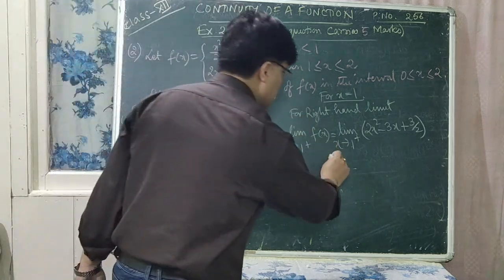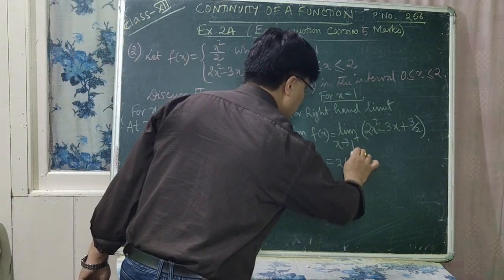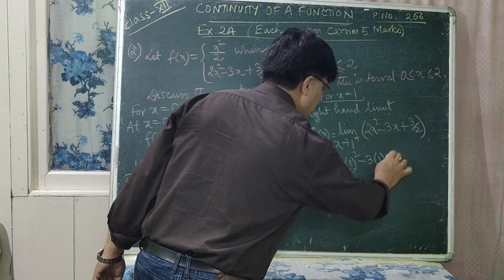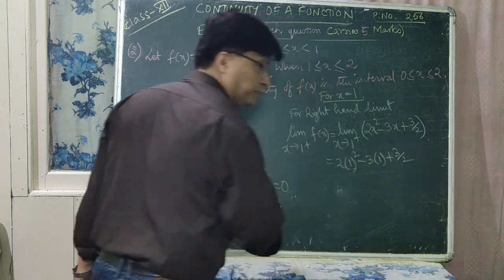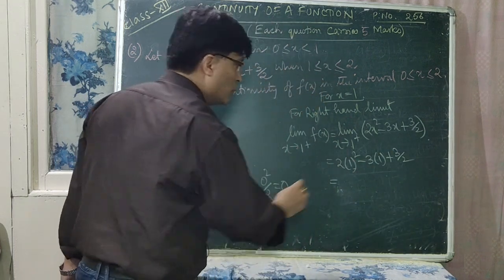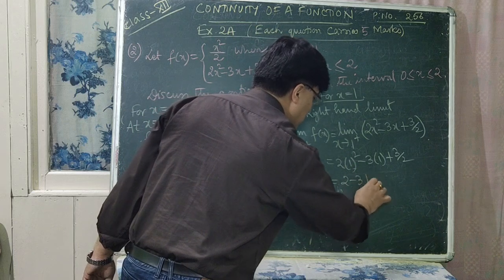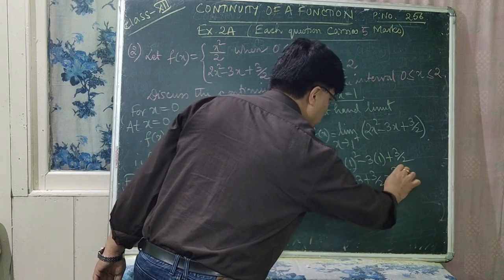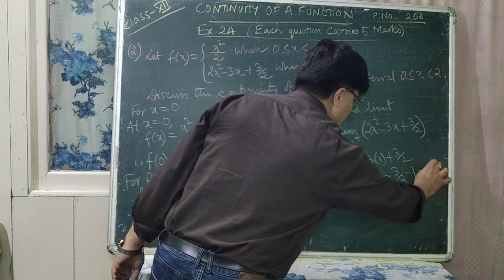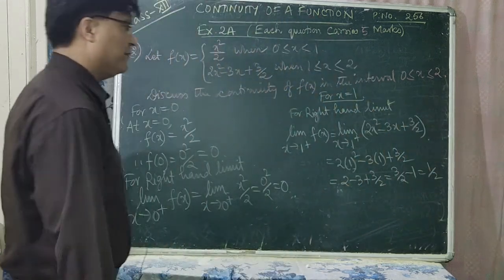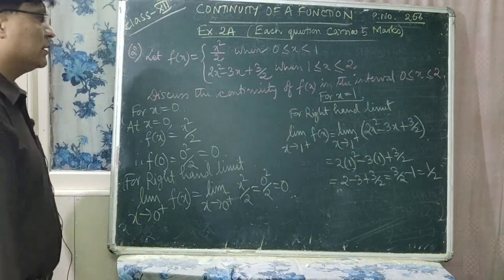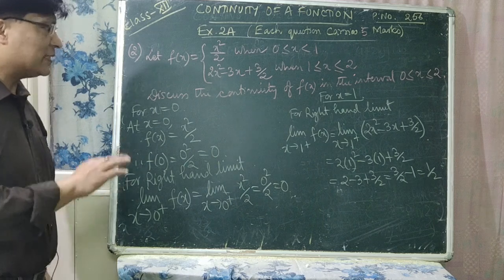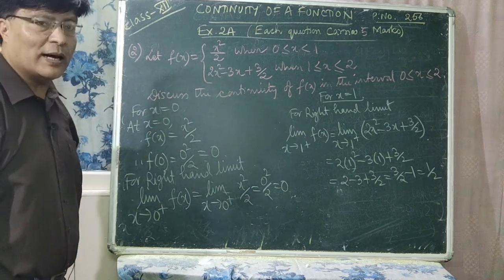So now we can put x is equal to 1 out here. 2 into 1 whole square minus 3 into 1 plus 3 by 2, which is equal to 2 minus 3 plus 3 by 2, which is equal to 3 by 2 minus 1, which is equal to half. So we got the right hand limit at x is equal to 1, which is equal to half.